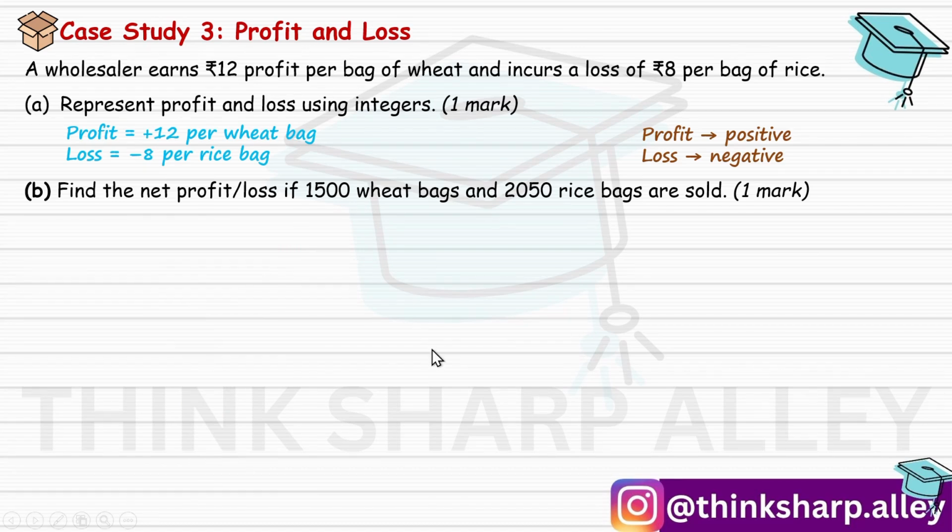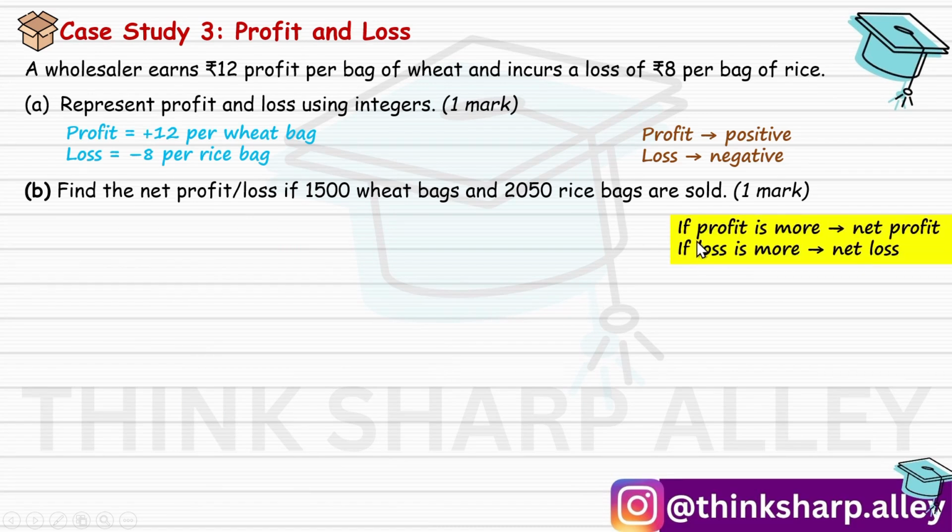Think like this. If profit is more, net profit. If loss is more, net loss. So first we have to find out how much is the total profit and how much is the total loss. Then compare them to understand whether we have to go for net profit or net loss.